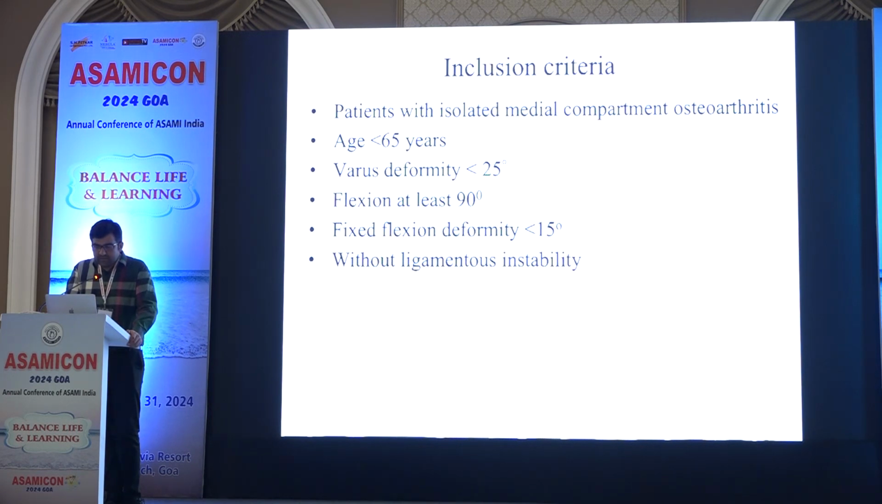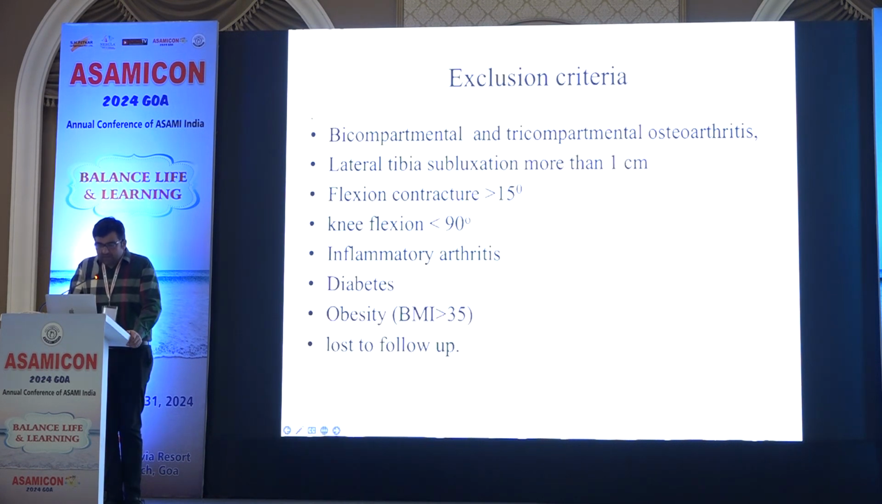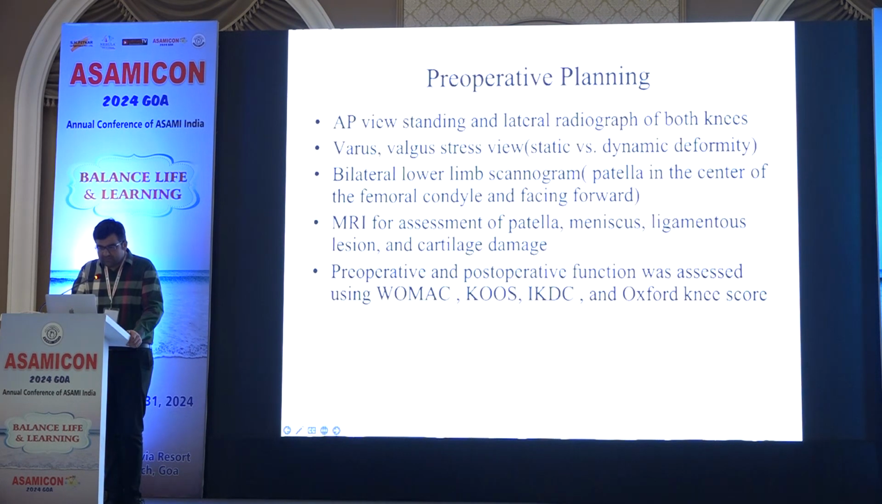Patients with isolated medial compartment osteoarthritis with an age less than 65, with a varus deformity of less than 25, flexion of at least 90, a fixed flexion deformity of less than 15 degrees and without ligamentous instability were included in the study. Bicompartmental and tricompartmental osteoarthritis, lateral tibial subluxation more than 1 cm, flexion contracture more than 15 degrees, knee flexion less than 90 degrees, inflammatory arthritis, diabetes, obesity, and loss to follow-up were excluded from the study.